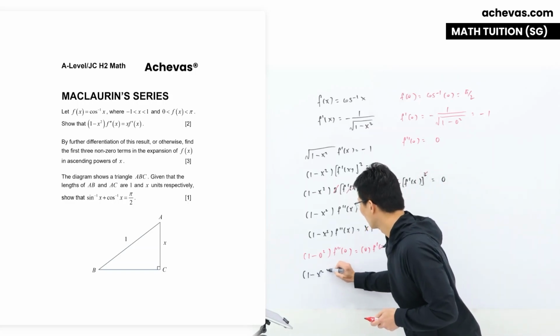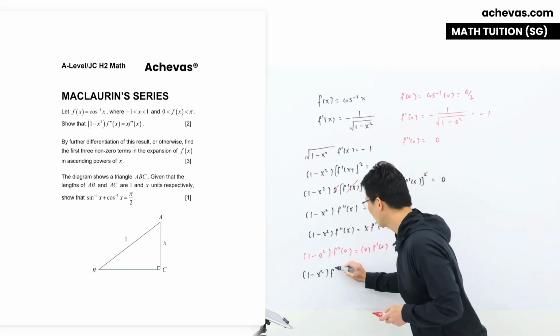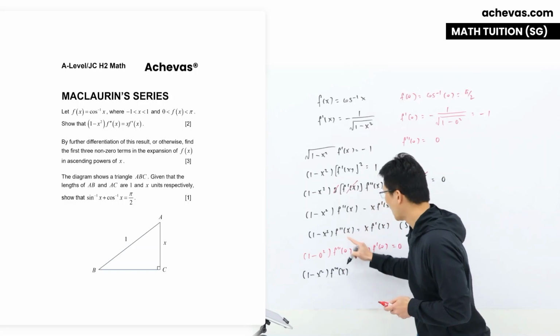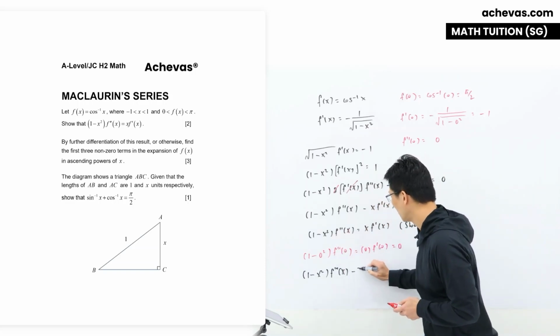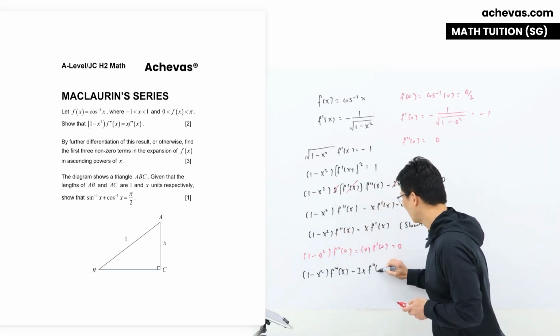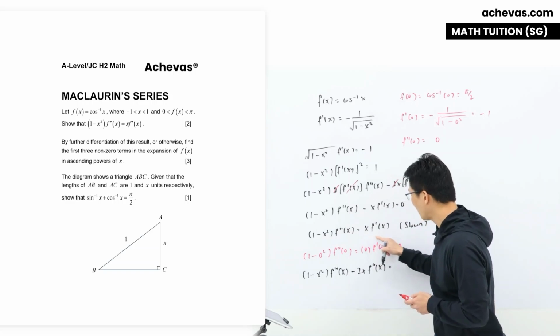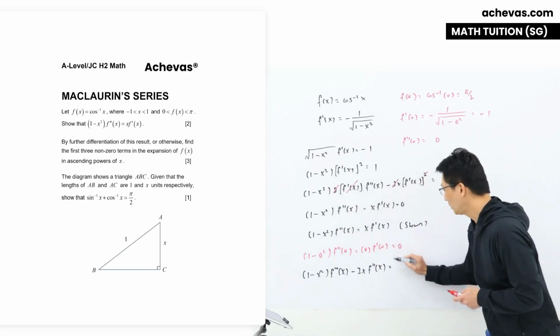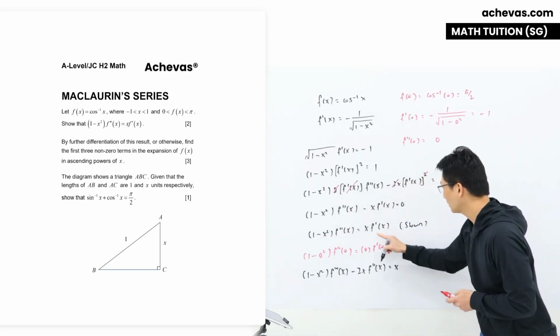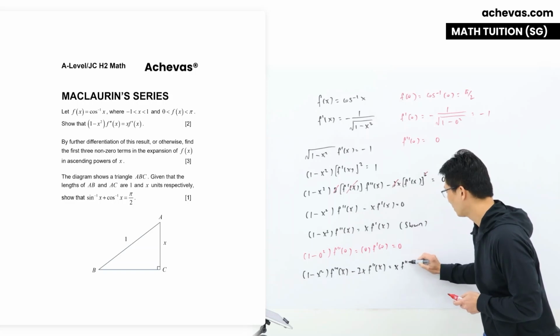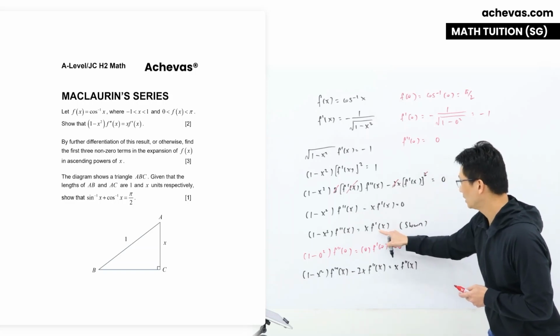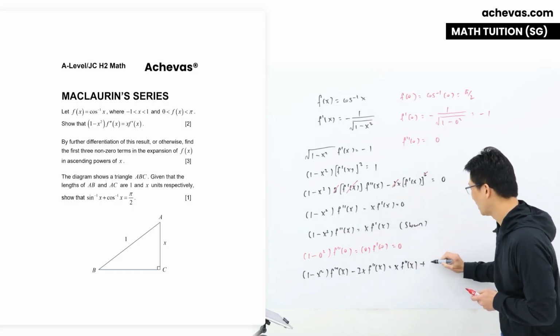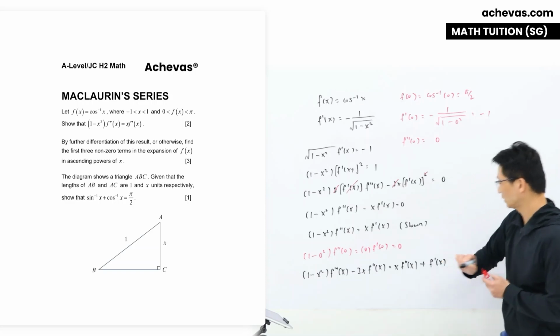So keeping this, differentiating this, I'll have a f triple prime x. Now I'm going to keep this, differentiate this is minus 2x f double prime x. Here I'm going to use product rule. Keeping this, our x, differentiating this is f double prime x. Now keeping this, differentiating this, I'll get a plus f prime x.